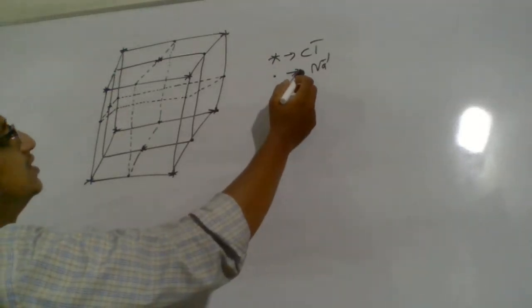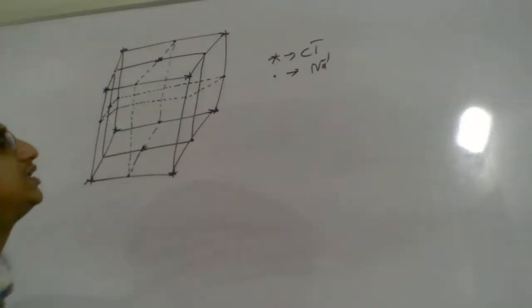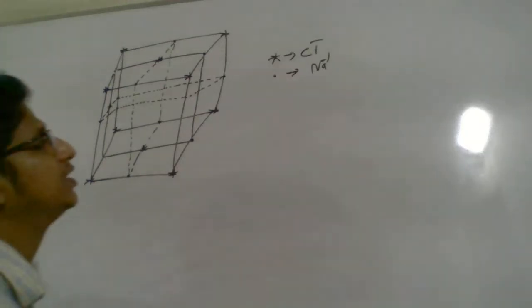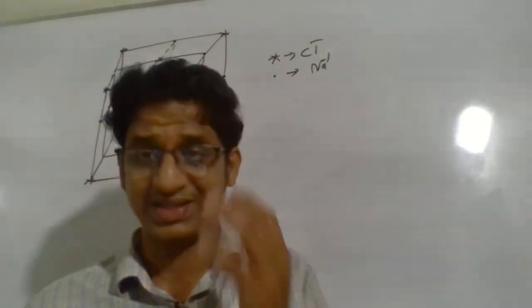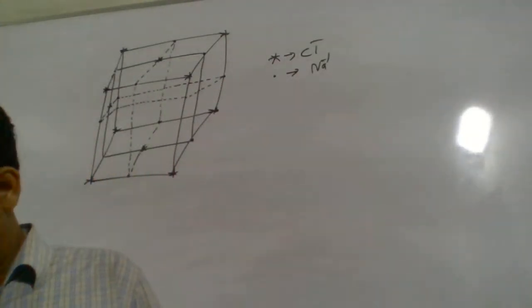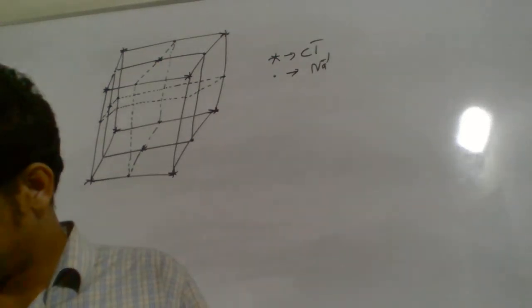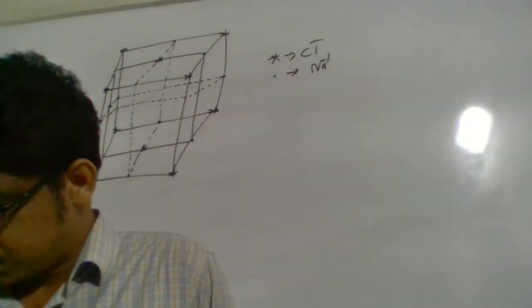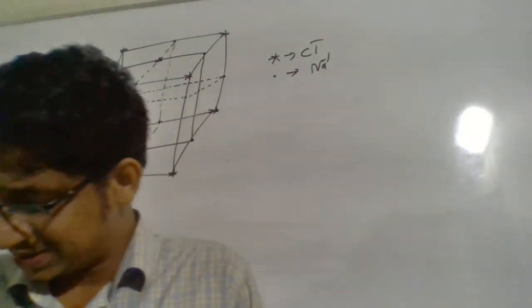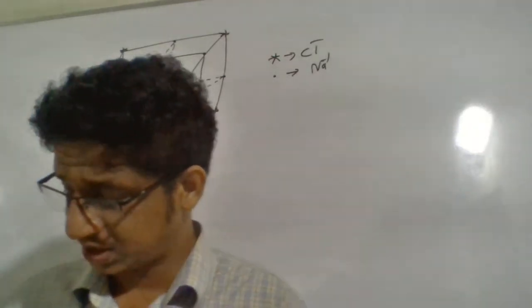So the chloride ion is occupying the corners as well as the face centers, and you will see the Na+ ion occupying the edges and body center of the cube. That's what the sodium chloride structure is all about. You can draw it yourself, and you will see the coordination number of each ion is 6, which means each cation or anion is surrounded by 6 anions and cations respectively. So the coordination number is 6.